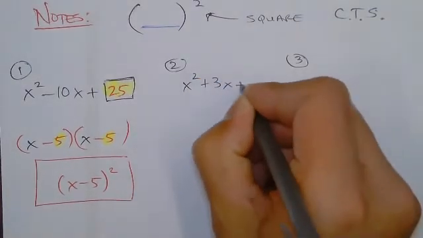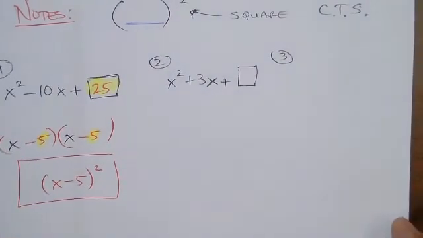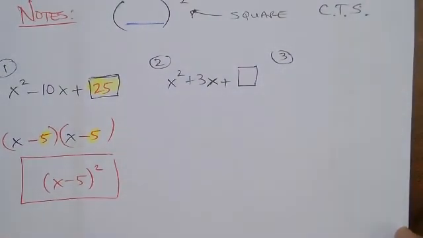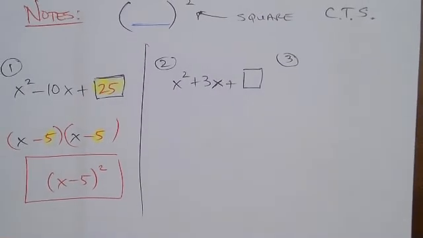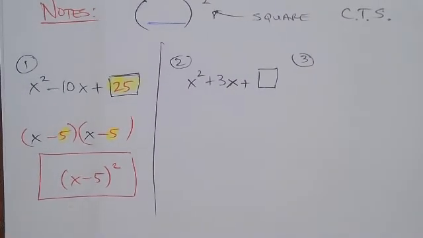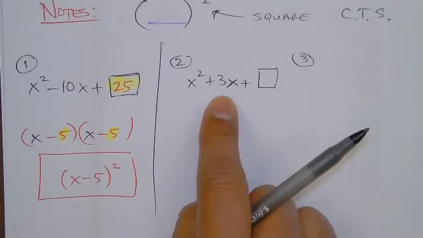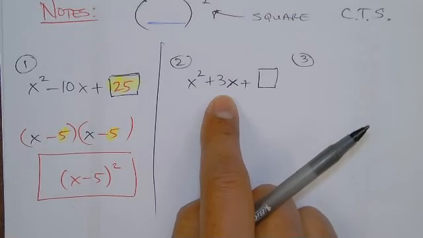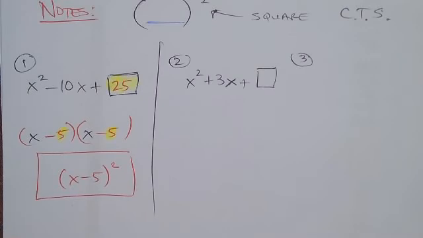x squared plus 3x plus blank. Did anybody notice? Okay, can anybody tell me what's the problem? Why is this one not easy? You said you know how to do it. A common factor? It's not a perfect square. What are you saying? I don't think you know what you're saying.